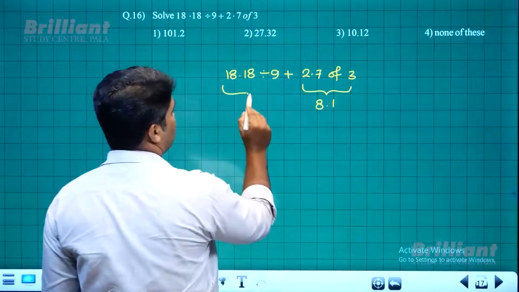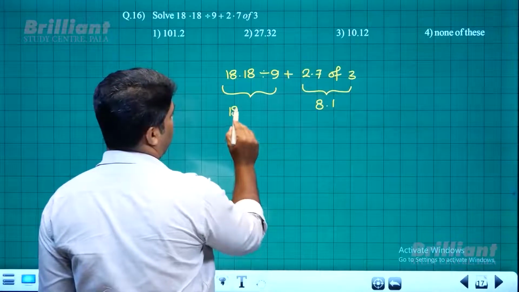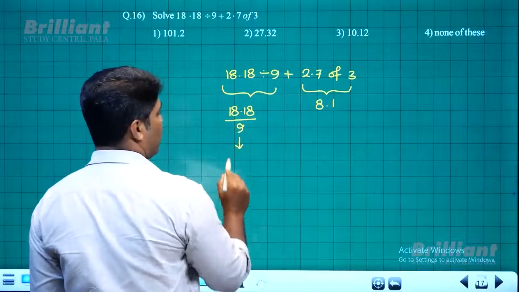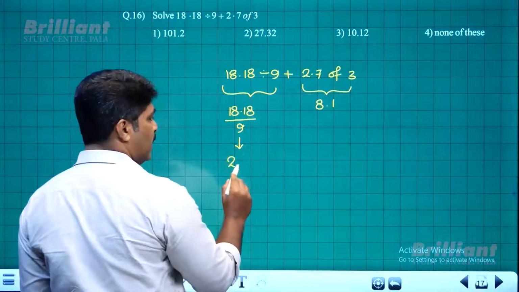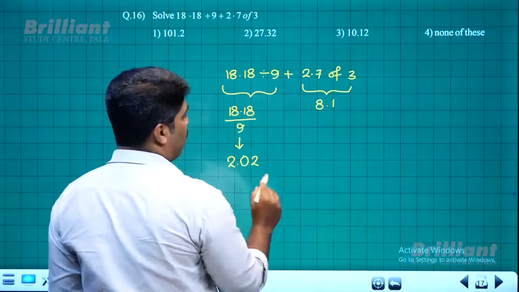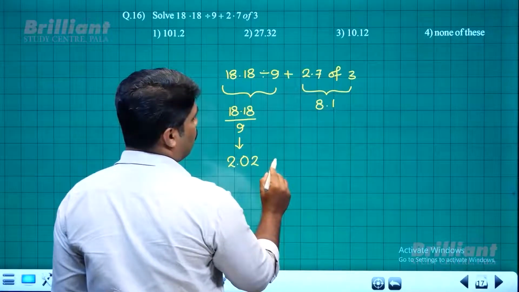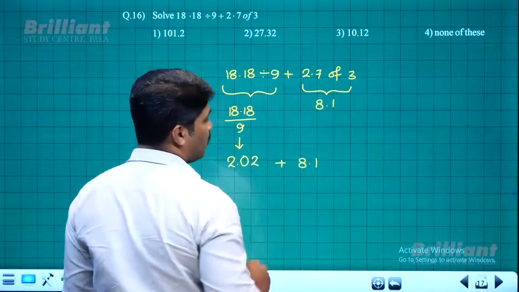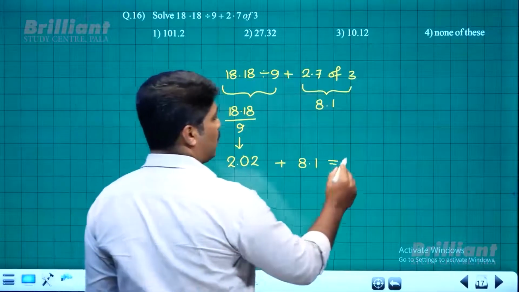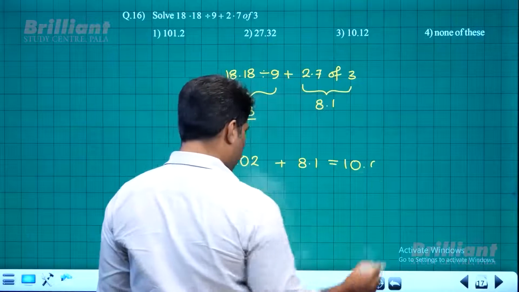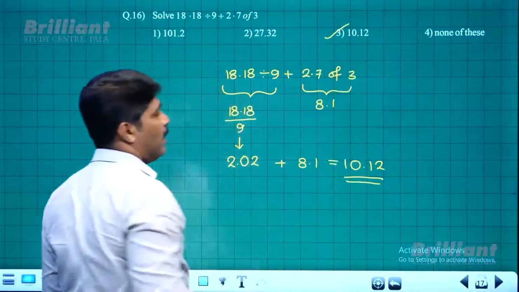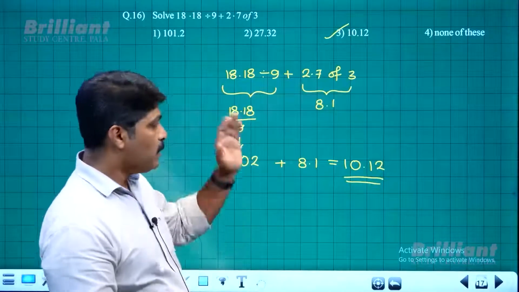And next we have to consider this operation, that is nothing but 18.18 divided by 9. So what is the value here? 2 times 9 is 18, and 0 will be there, then another 2 times. So finally our value will become 2.02 plus 8.1. So what will be the final answer here? Just add them together. That is equal to 10.12. So this is the answer, option 3. So add these values together, that is equal to 10.12.